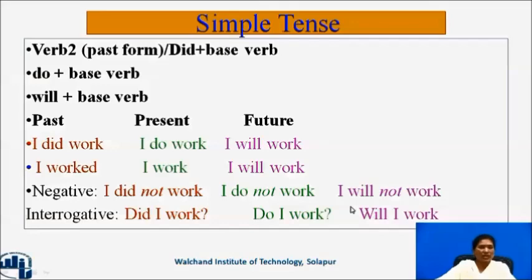In the past, I did work, I worked. In the present, I do work, I work. In the future, I will work. In the negative, I did not work, I do not work, I will not work. Whereas in the interrogative, did I work, do I work, will I work.